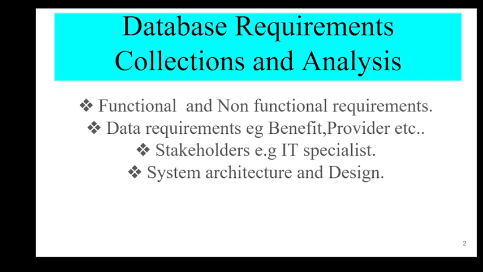what the employees will get. We have the providers. For example, the benefit providers like pension. Also, we can extract the entities or the attributes from the stakeholders like IT specialists. For example, in an organization you can have the IT department, you can have finance. So that is just one entity. The next, we can have system architecture and design.